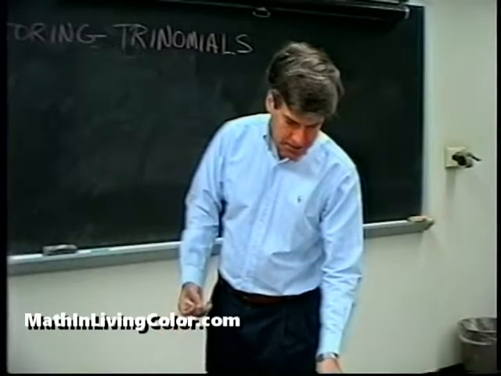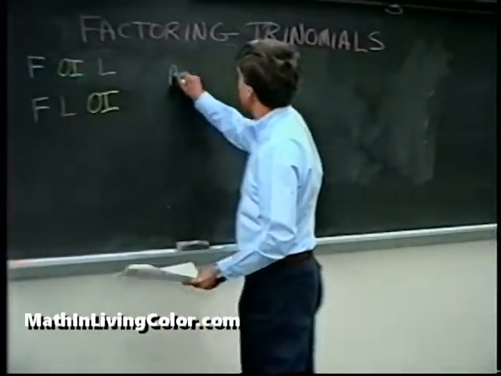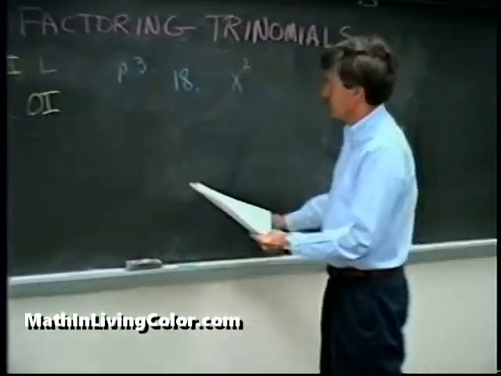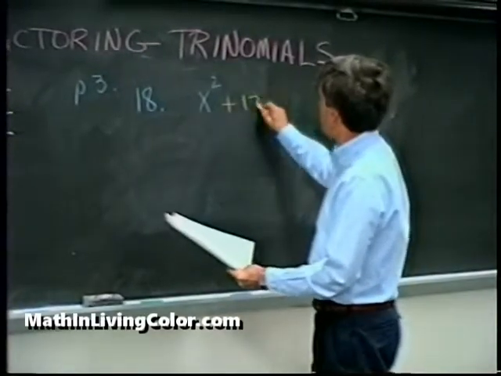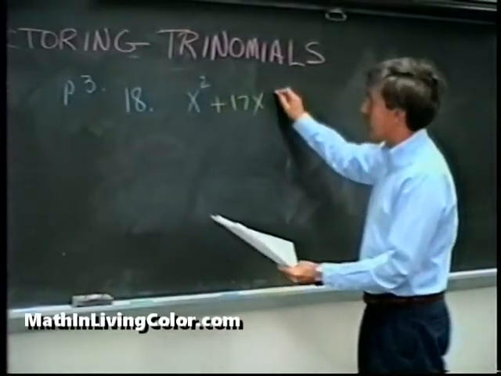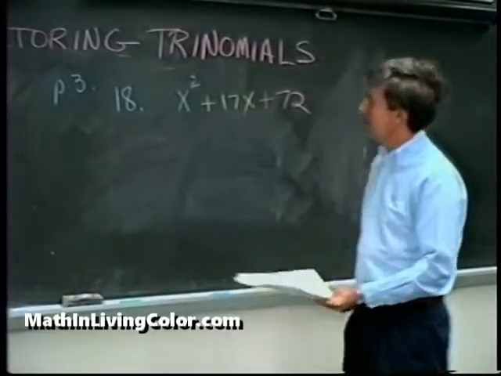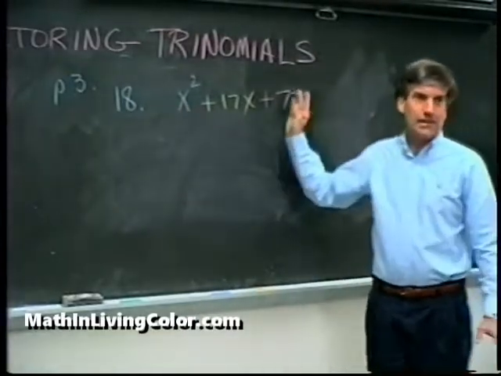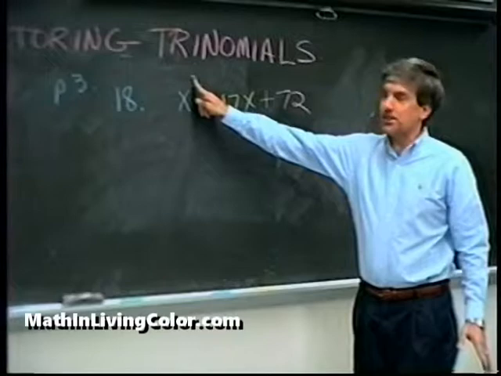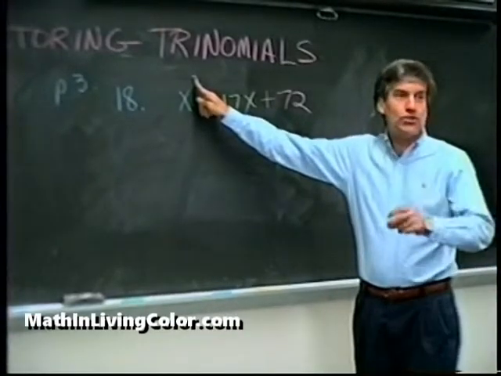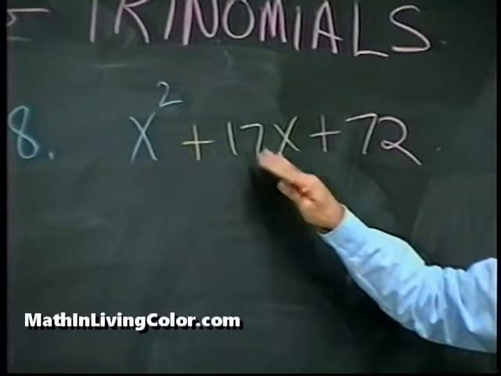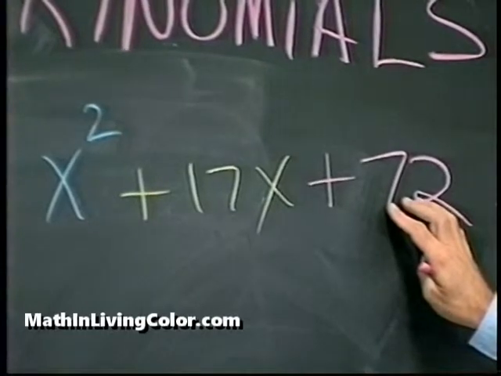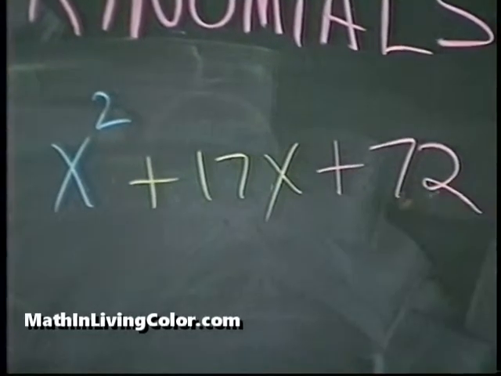let's take a look at number 18 on page 3. It says x squared plus 17x and then plus 72. I want you to notice how I've color-coded this problem. The x squared term is in blue. That's to help you remember that's the first times first. Yellow to make you remember that it's the OI term. And then the last times last is 72. And I put that in pink. So what do I have to do here?